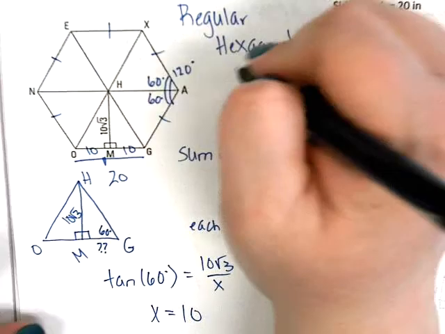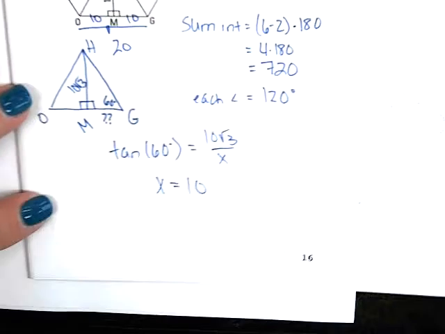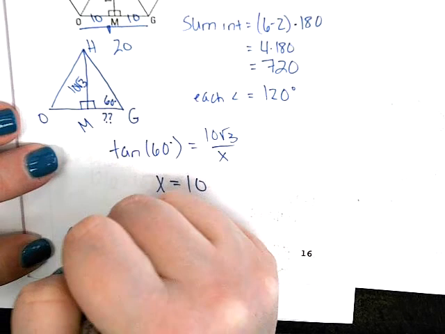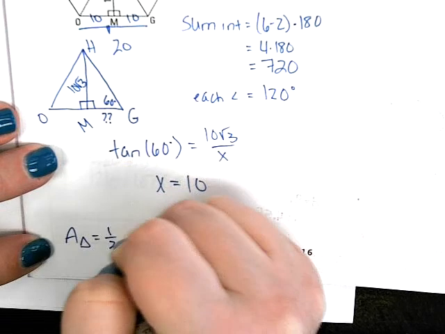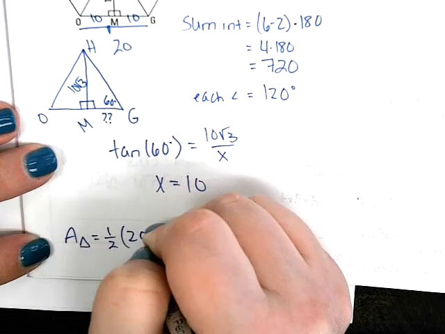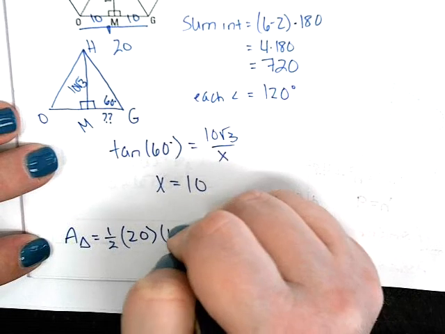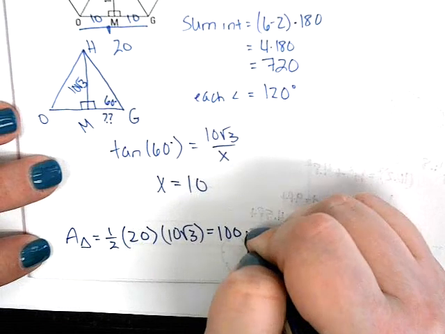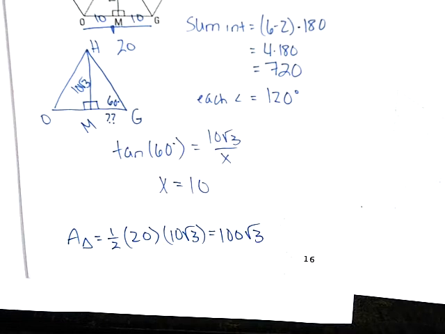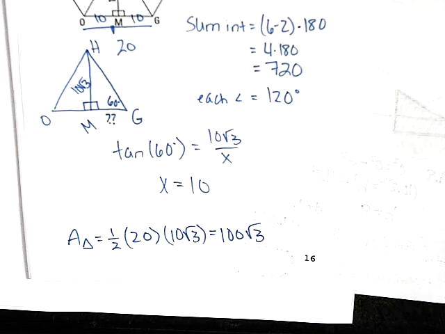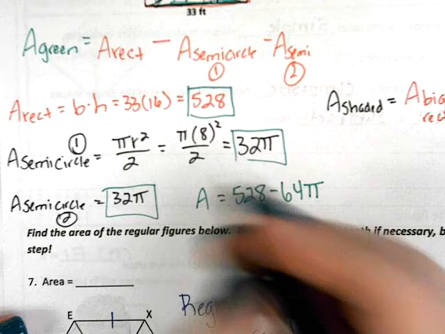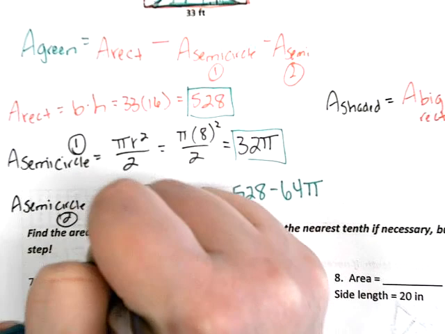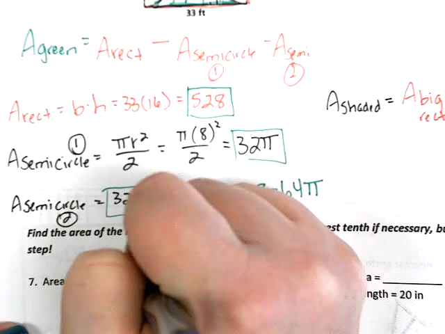Okay, so we're going to do area of one of the triangles equals 1/2 the base, which is 20, times the height, which is 10 rad 3. So we get an area of 100 rad 3. But that is for only one of the triangles, and there are 6 of them total. So we're going to multiply that by 6, and we get that the area is 600 rad 3 units squared.